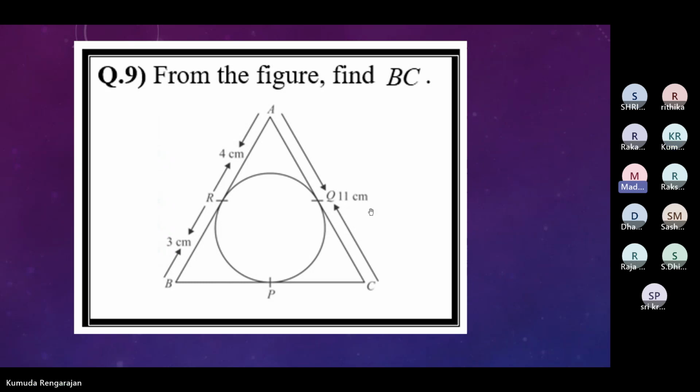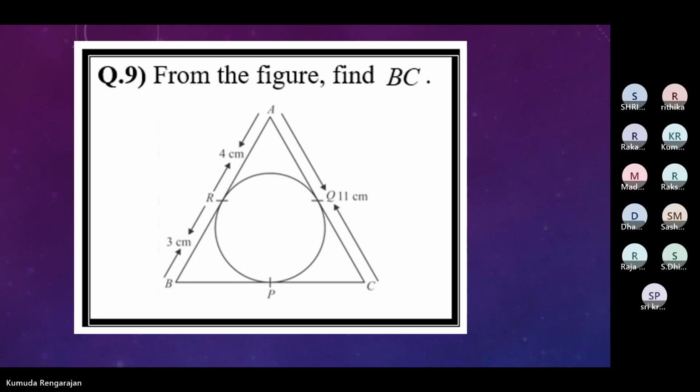Ma'am, actually, I said 13 the first time, but calculating it again, I'm getting 10, ma'am. How did you get 13 first? Ma'am, I made a mistake with calculation. Tell me, what was that mistake? First, I found out that BP is also 3 centimeter, because BR and BP are equal. And then AR is 4 centimeters, so AQ is also 4 centimeters. And AC is 11 centimeters, so QC is equal to 11 minus 4, 7, ma'am.